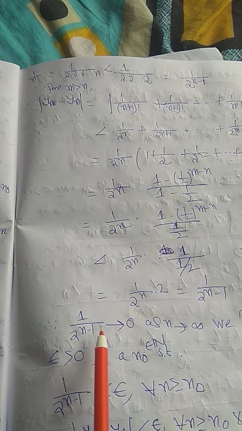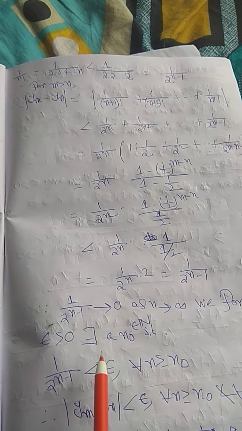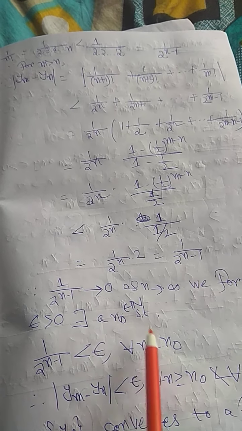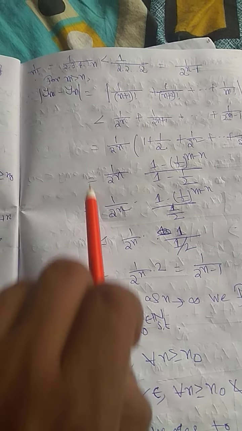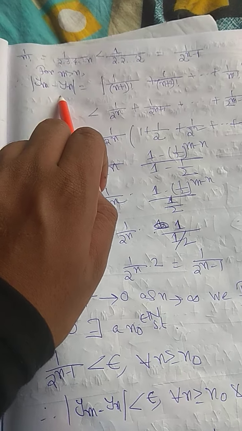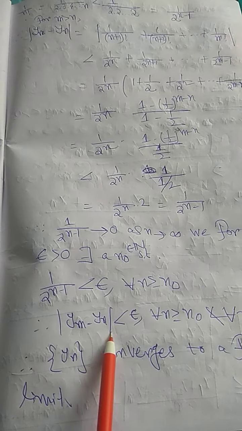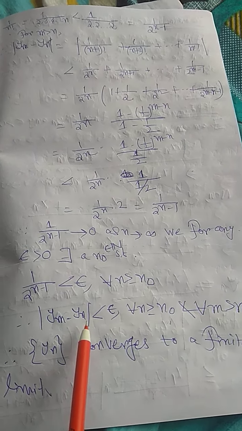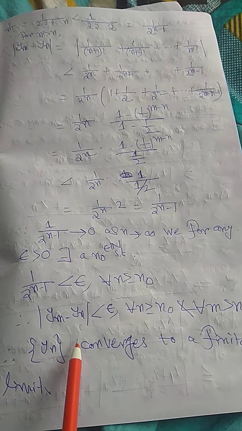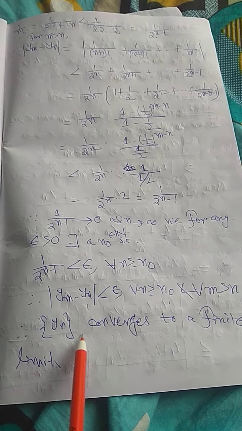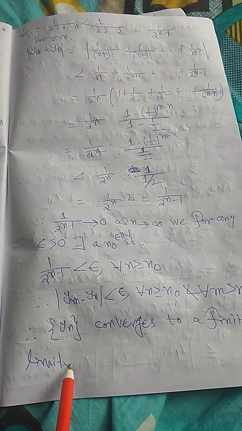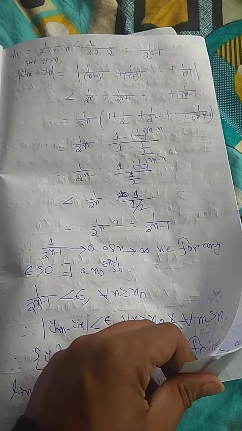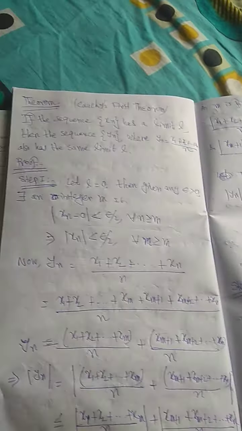That means I can make this term less than a positive quantity epsilon for a natural number n naught. And if this is less than epsilon, ultimately this difference is less than epsilon for all n greater than or equal to a certain natural number. That means the Cauchy criterion is satisfied over here, and we can say y_n converges to a finite limit. So one gives you a yes answer, another gives you a no answer. Both of these examples are very important.